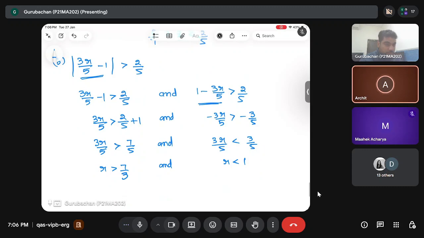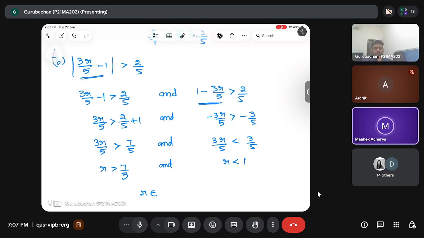Sir, if we use and, then in this case we are getting r belongs to 5. But if we take r equals 0, that will satisfy. So sir, I think it should be odd, sir. It should be and only, sir, because it is a part of mod itself.